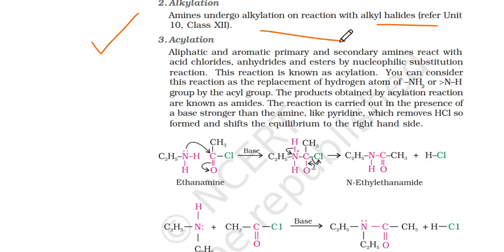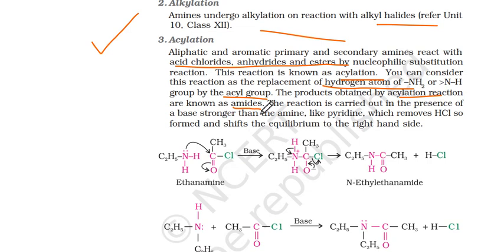Then similarly we have acylation. Aliphatic and aromatic primary and secondary amines react with acid chlorides, anhydrides and esters, all of these, by nucleophilic substitution reaction. This is known as acylation. You can consider this reaction as the replacement of hydrogen atom of NH2 or NH group by the acyl group. Alright, so acylation means replacement of hydrogen atom by acyl group. The products obtained by acylation reaction are known as amides.